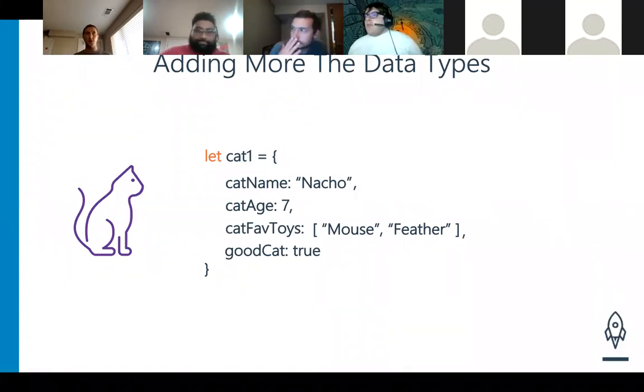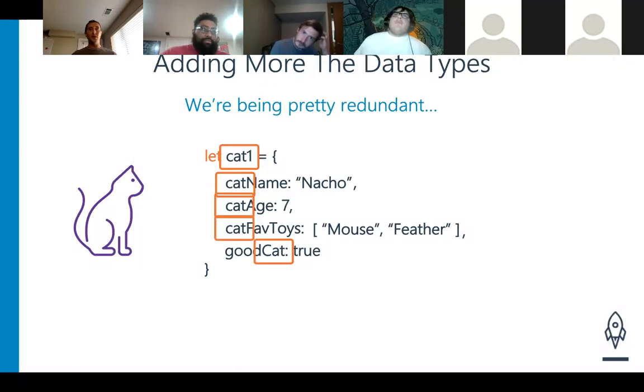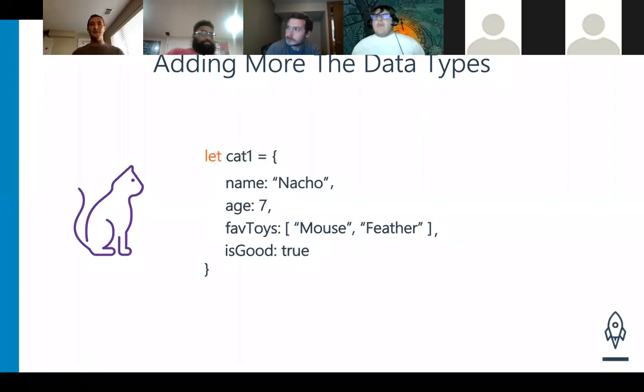One thing I do also want to show you is that we are being a little extra namey on this thing. We have a lot of cats in here. Well, this is pretty redundant. We already know we're in a cat object, so we know it's going to be the name of the cat, the age of the cat, etc. So we're not necessarily going to keep naming things like this. What we're going to do is get rid of that cat and make it a little bit more simplistic. So instead of cat name, it's just name. Instead of cat age, it's age, fave toys, and is good instead of cat good or good cat.